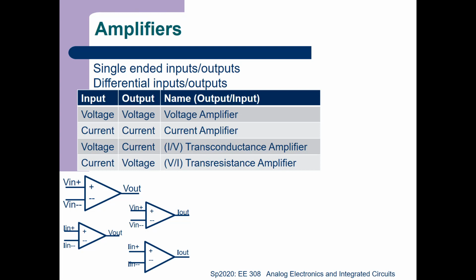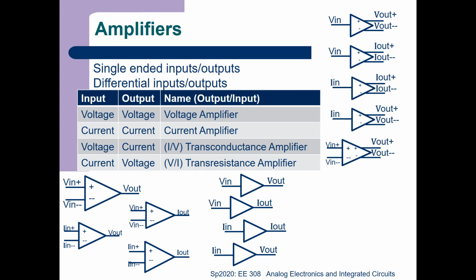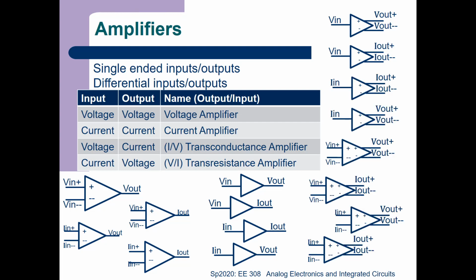And how about that one? That's a differential input, single-ended output, current amplifier. That's a single-ended input, single-ended output voltage amplifier. Transconductance, current, transimpedance. Now you've got a single-ended input, differential output voltage amplifier. Single-ended input, differential output transconductance amplifier. And if you put all the combinations together, that's how many different amplifiers you have. So those are the main naming conventions.